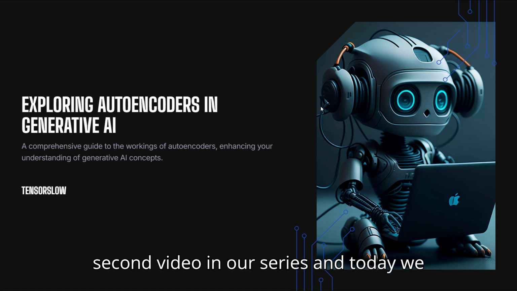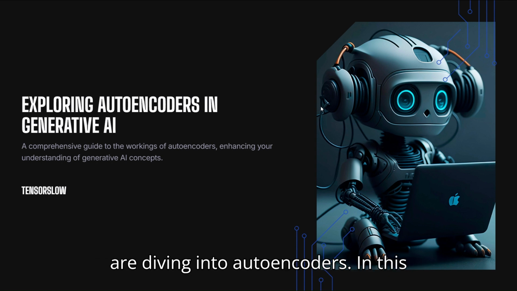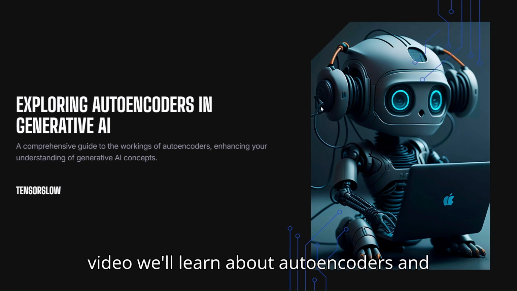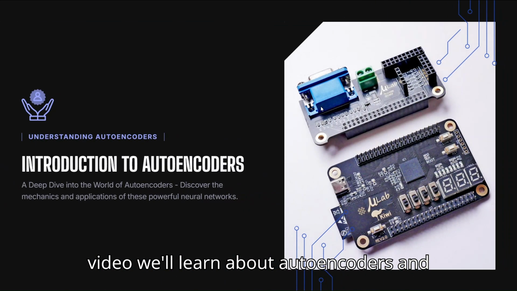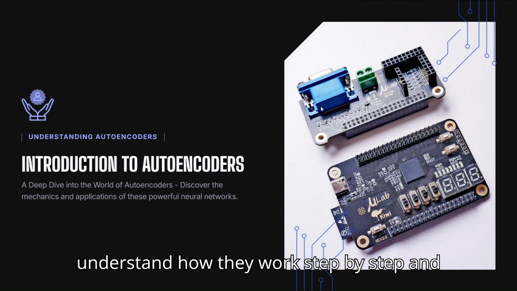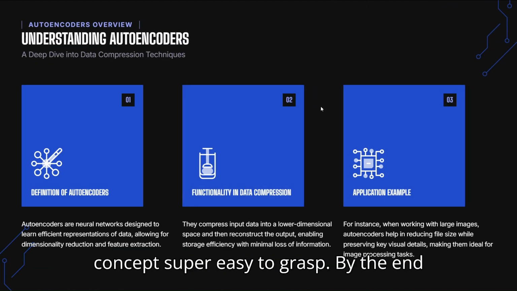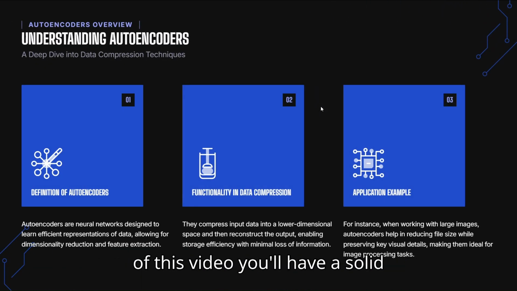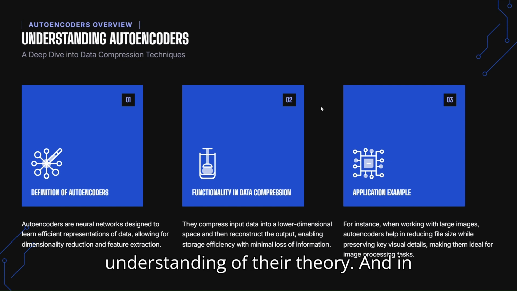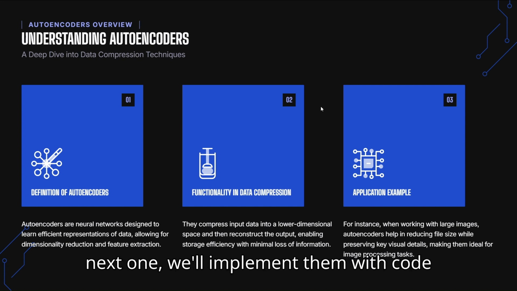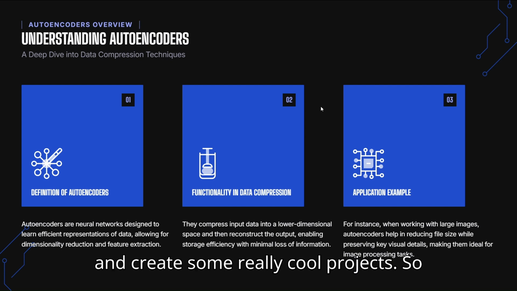This is the second video in our series, and today we are diving into autoencoders. In this video, we'll learn about autoencoders and understand how they work step by step, and I'll explain it in easy words to make the concept super easy to grasp. By the end of this video, you'll have a solid understanding of their theory, and in the next one, we'll implement them with code and create some really cool projects.